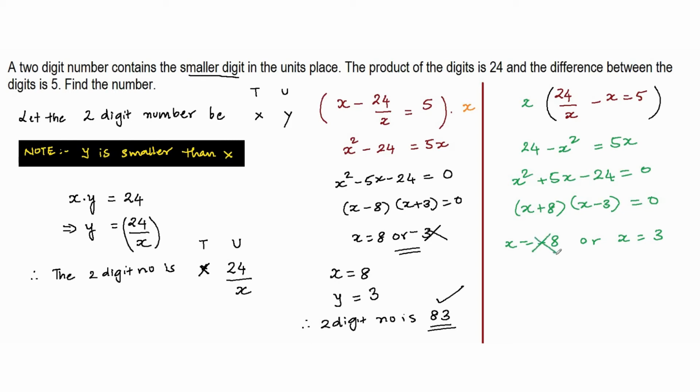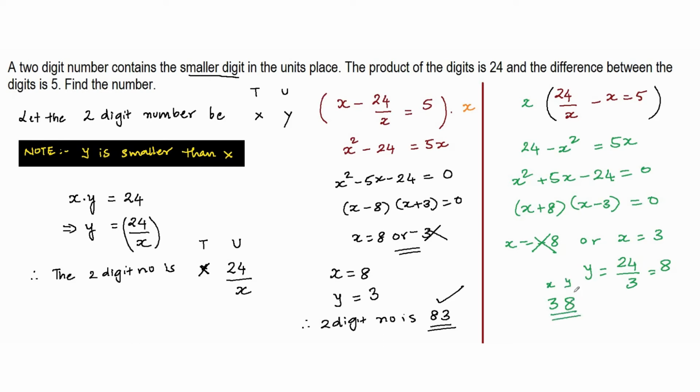Now x cannot be negative 8 because a digit cannot be negative. So if x is 3, then y becomes 24 divided by 3, that is 8. And therefore the number that we are talking about is 38. So x is in the tens place and y is in the units place.